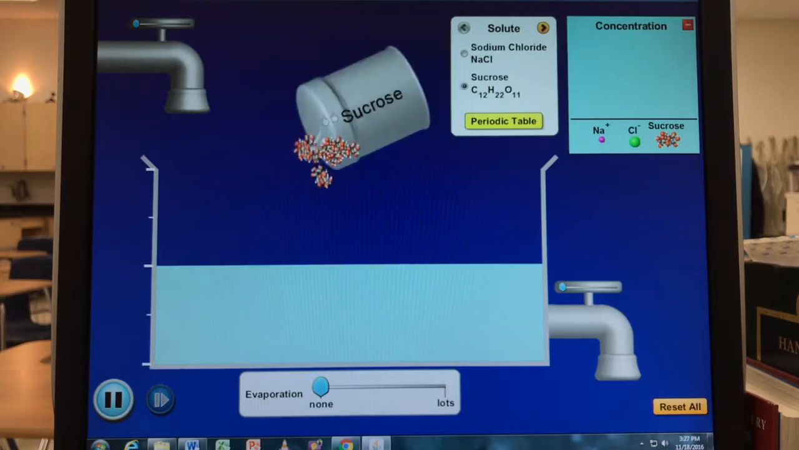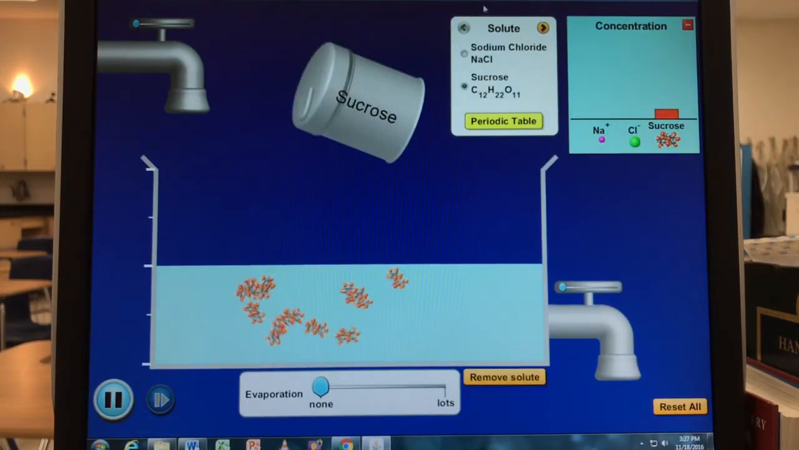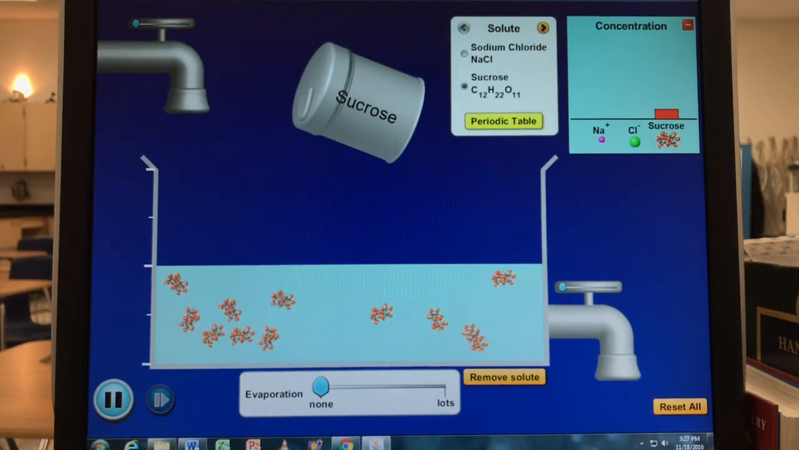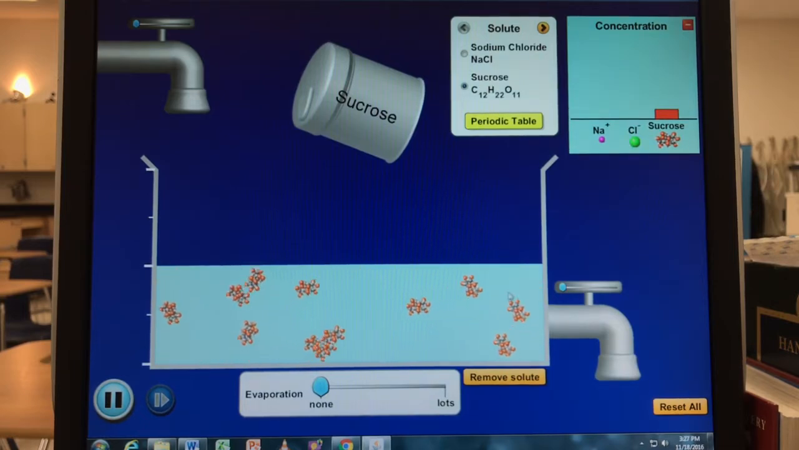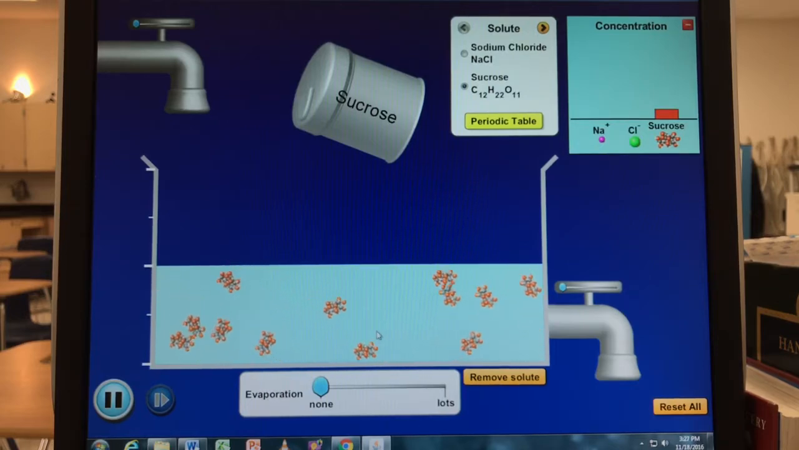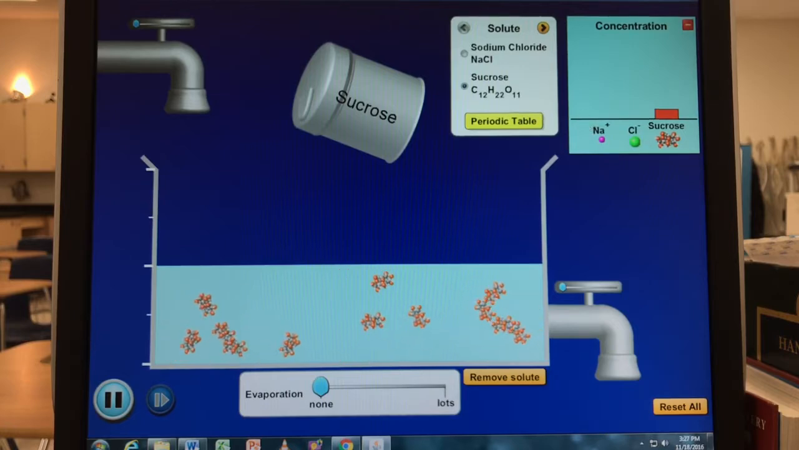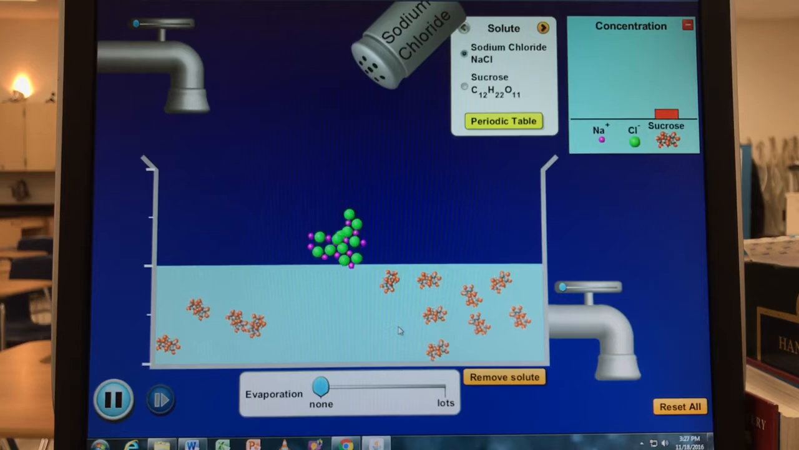So we shake some sucrose in there. There's our sucrose molecules, or sucrose crystals. And how does that look different? Now, granted, these particles are individually smaller than the other ones, but that's just because sucrose is way, way bigger than sodium chloride, so the molecules have to be drawn smaller for you to be able to see them. So here we have sucrose molecules. How is that different from the Na and the Cl? Let's put some NaCl in there as well and see how it's different.